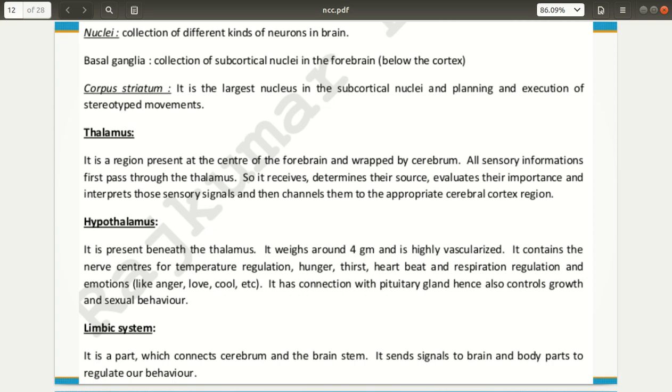The hypothalamus is present beneath the thalamus. It weighs around 4 grams and is highly vascularized. It contains the nerve centers for temperature regulation, hunger, thirst, heartbeat and respiration regulation, and emotions like anger, love, cool-headedness, etc. It has connection with the pituitary gland, hence it also controls growth and sexual behavior. The limbic system is a part which connects the cerebrum and the brainstem. It sends signals to the brain and body parts to regulate our behavior.